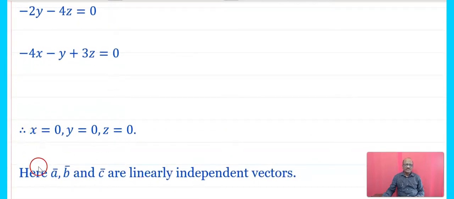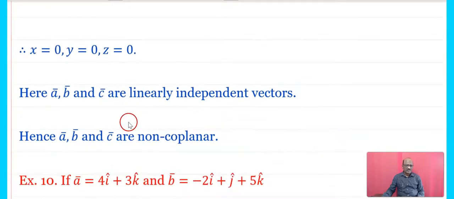then we have x = 0, y = 0, and z = 0. Here ā, b̄, c̄ are linearly independent vectors, and hence ā, b̄, c̄ are non-coplanar.